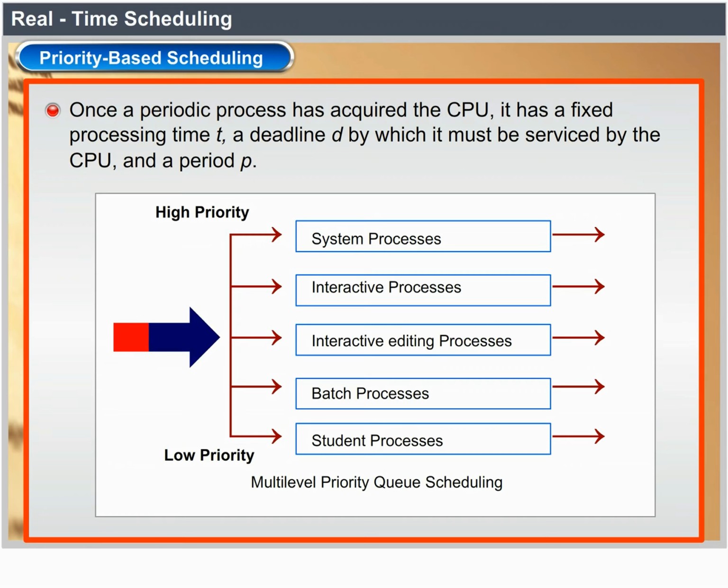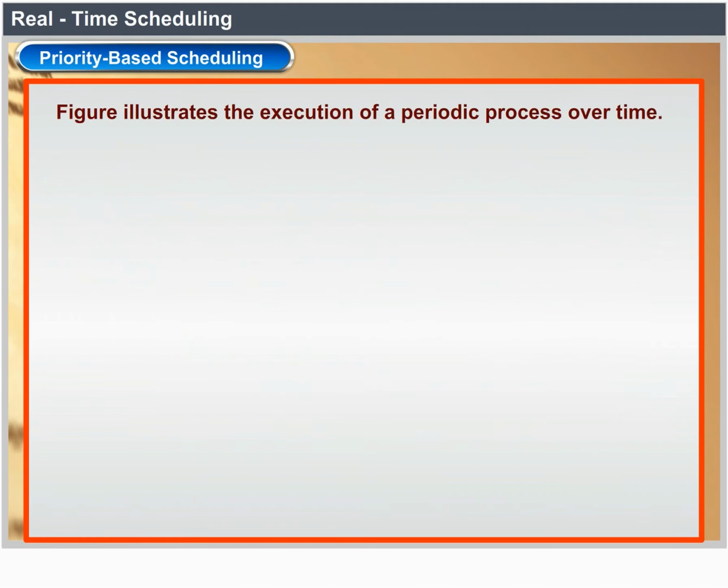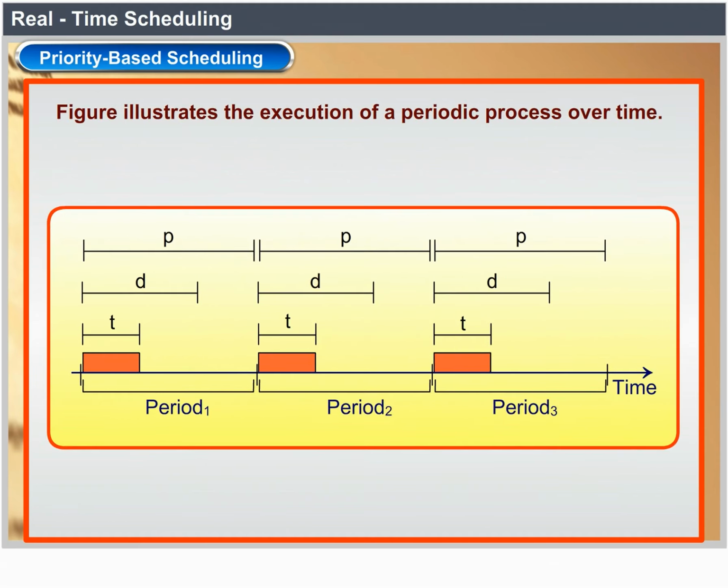The relationship of the processing time, the deadline, and the period can be expressed as 0 is less than or equal to T, which is less than or equal to D, which is less than or equal to P. The rate of a periodic task is 1 over P. Figure illustrates the execution of a periodic process over time.